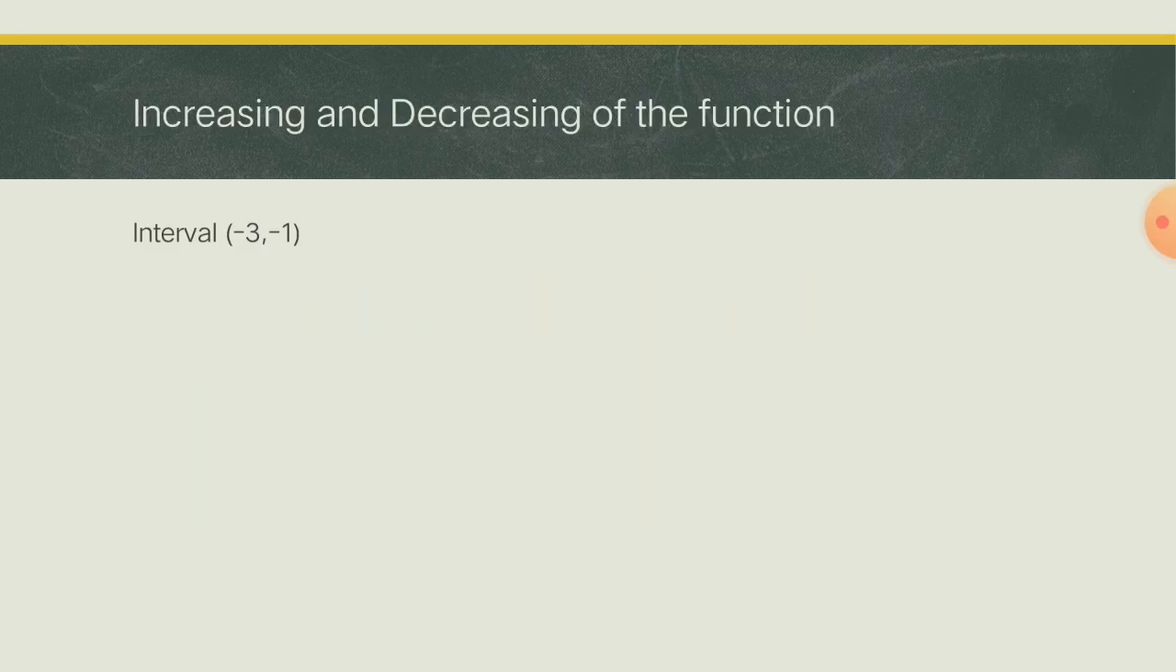So to test the interval negative 3 to negative 1, I have picked negative 2 as the test point. We cannot pick negative 3 and negative 1 because they are excluded from that interval. So negative 2 is the point we're going to test in the derivative. The result will be negative 3. So that means the graph is decreasing on that particular interval.